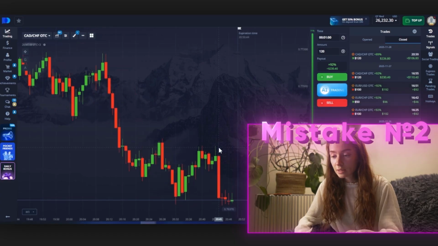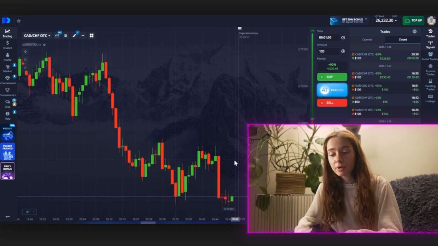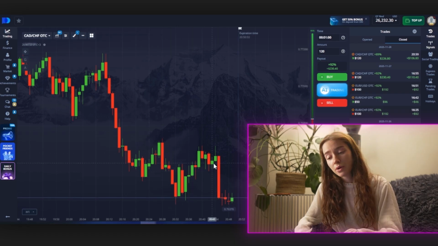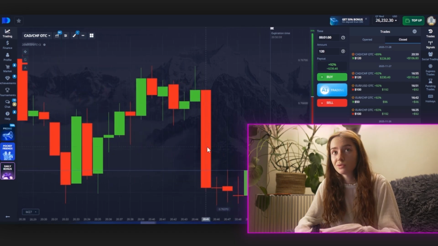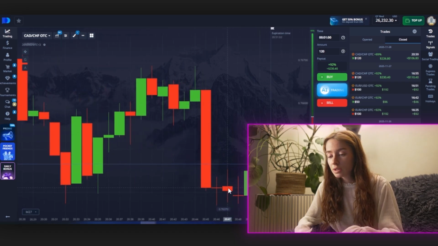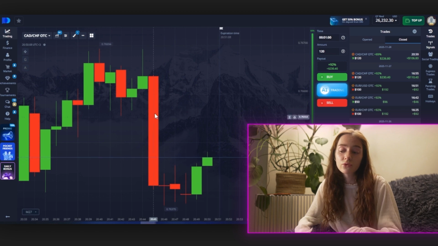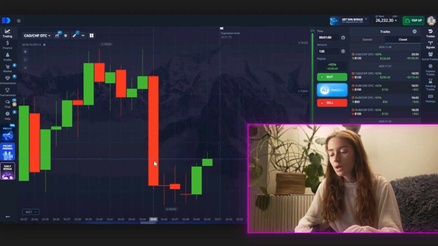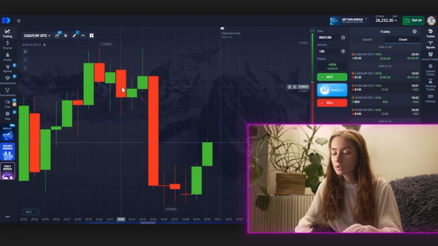Let's move to mistake number 2. Opening trades based on a single candle. Beginners often make decisions based on one large candle. If it goes up, they think it is a trend, but a candle can be market noise, news, or a correction. For example, just because there is a large bearish candle here does not mean the trend is bearish. We already saw on the hourly time frame that the trend is upward. What we see now is a correction, essentially a false breakout.